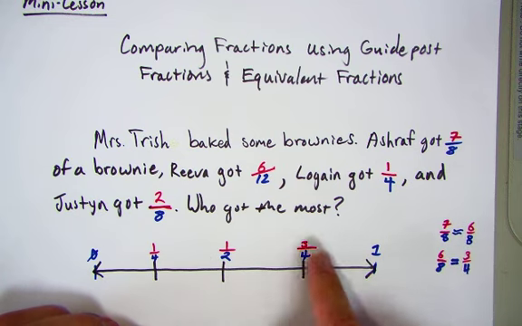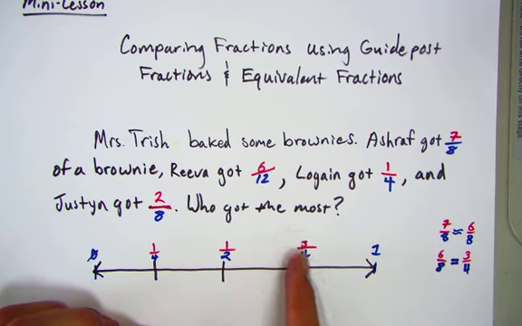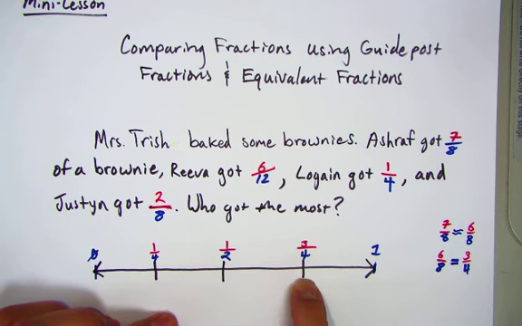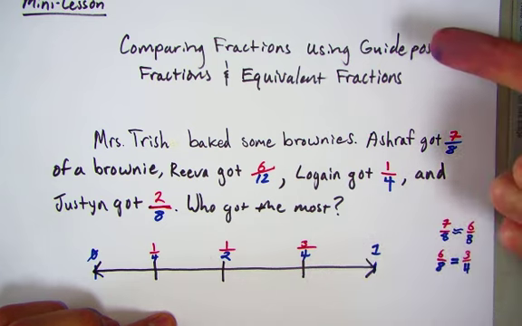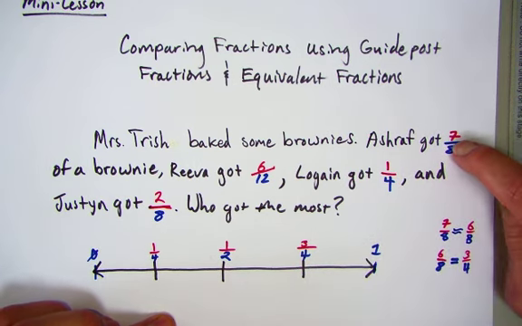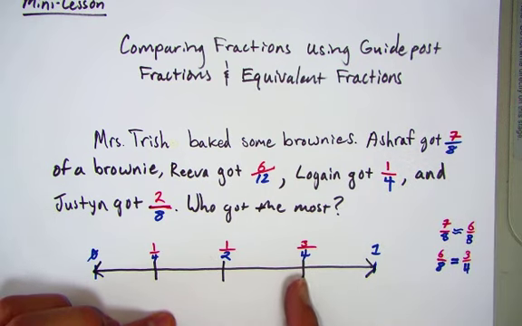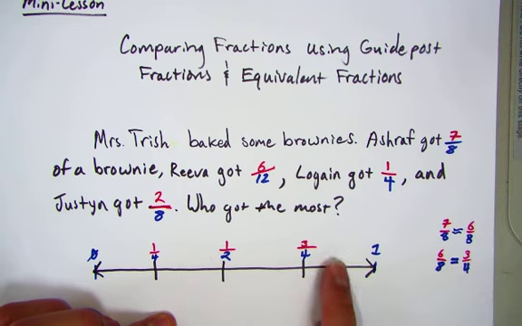6/8 should be right here. This is where 6/8 would be on my number line. But we actually don't have 6/8. We have one more than 6/8. That's 7/8. So that tells us that 7/8 should be somewhere around here, getting close to 1. It's greater than 3/4 or greater than 6/8.